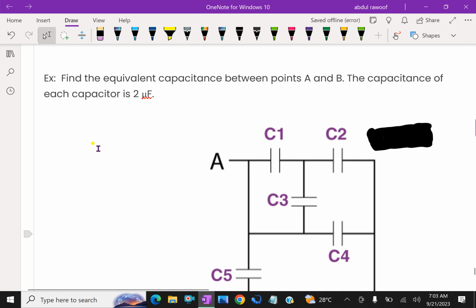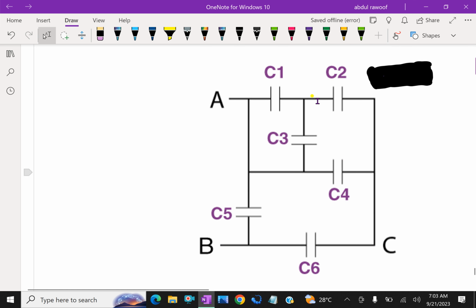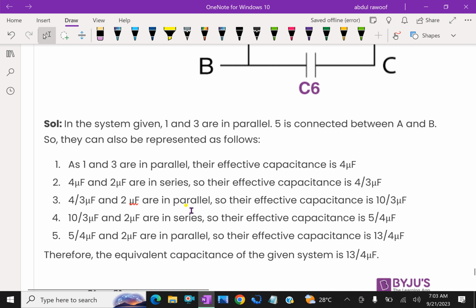Next question. Find the equivalent capacitance between the points A and B. The capacitance of each capacitor is 2 microfarad. Here, there are 6 capacitors, but they are connected in series and parallel together. The terminal points are A and B. We have to rearrange this arrangement. Look here.